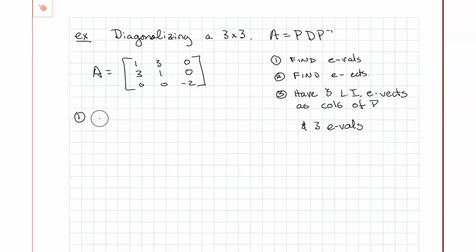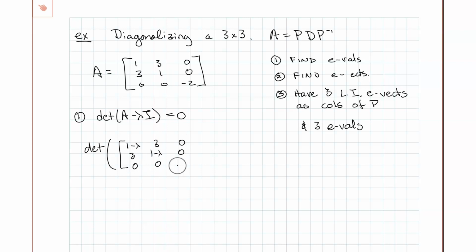To find the eigenvalues, we're going to set up the determinant of A minus lambda I and set it equal to 0 and solve. That means we're going to be finding the determinant of the matrix 1 minus lambda, 3, 0, 3, 1 minus lambda, 0, and 0, 0, minus 2 minus lambda, and setting that equal to 0. Since the third row or third column are mostly zeros, I'm going to use cofactor expansion along that. You can calculate the determinant any way you like, though.